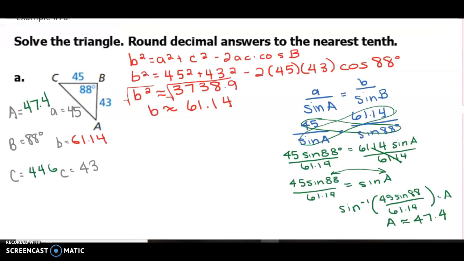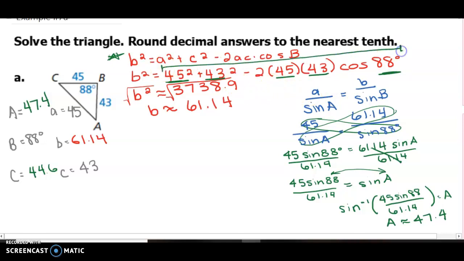All right, so when you do this, you first have to use the law of cosines because you don't have an angle-side pair, and this is not a right triangle. So I solved for little b, and so b squared equals a squared plus c squared minus 2ac cosine of B. And then I just plugged in for my a, plugged in for my c, and here's angle B. Okay, I can put all of this into my calculator just like it's shown, and I'd get b squared equals this number, and then of course to undo a square you square root it, and you get b is roughly 61.14.